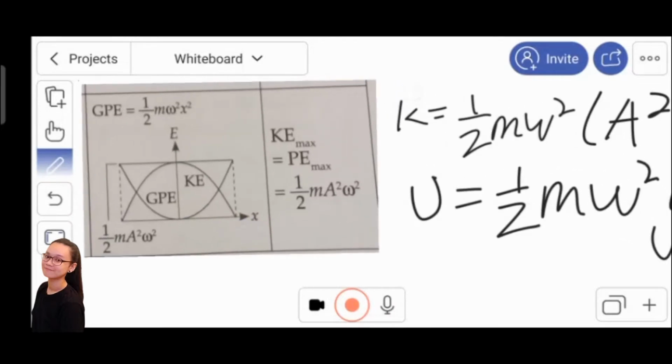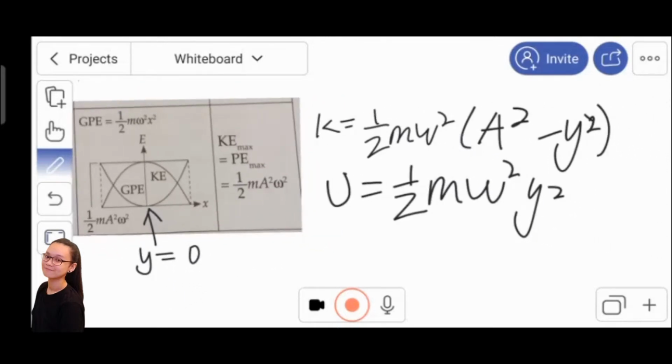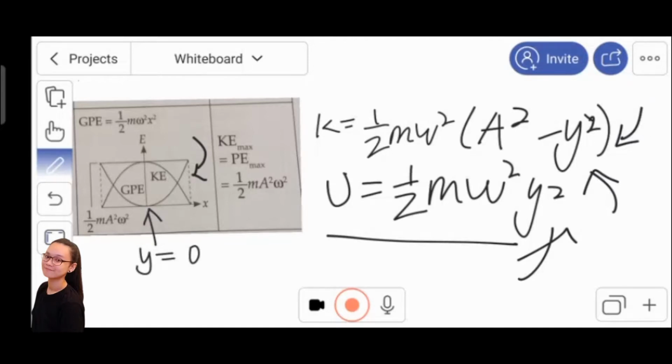Let's see how we draft this graph. At the origin, y equals 0. Let's substitute the 0 into these two formulas. When y is equal to 0, the potential energy is also 0. So this line is potential energy. When we substitute the 0 into the kinetic energy formula, we get 1 over 2 m omega square a square. This means the graph is at the amplitude here. So this line is kinetic energy.